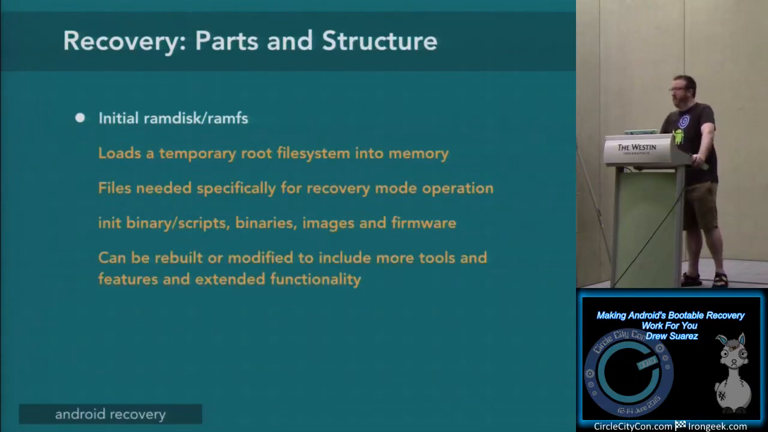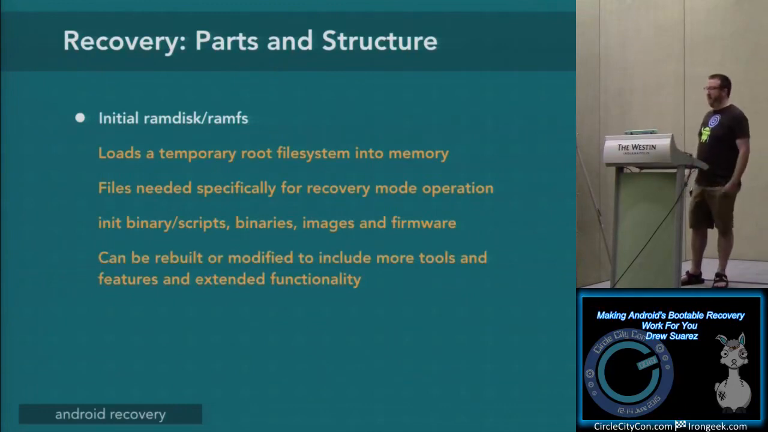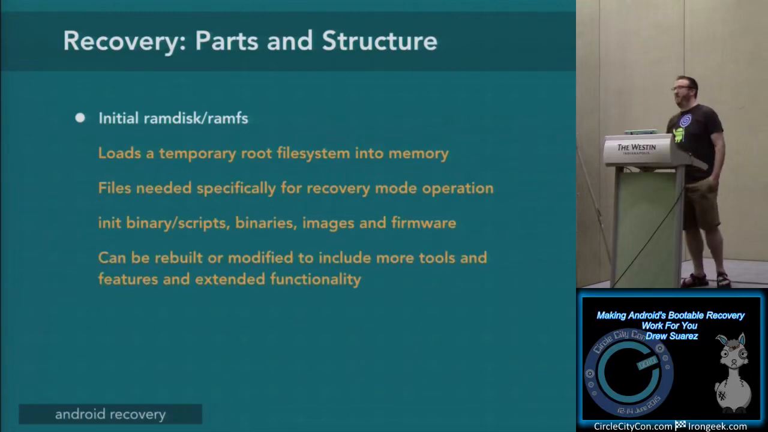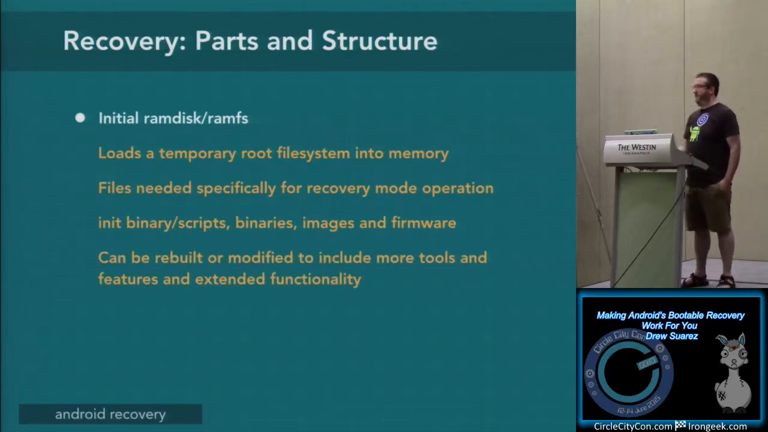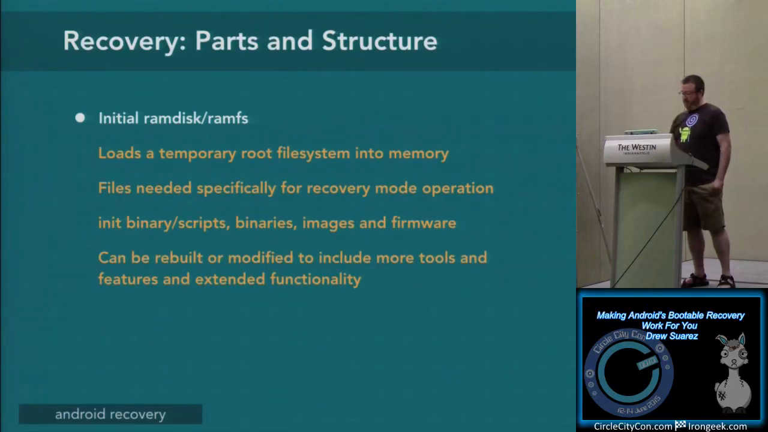So the initial RAM disk, or the RAM-FS, loads a temporary root file system into memory, just like you would on a Linux box. Files needed specifically for recovery mode operations are in here. The recovery binary itself lives in here. Usually you'll have BusyBox and a whole mess of symlinks back to BusyBox for GNU tools that you might need. Init scripts and the init binary itself live in this image as well. Other images, other firmware, I've seen some insane things in some of these images, so you'll have fun taking these apart, I think. And these can be rebuilt or modified to include more tools and extend functionality.